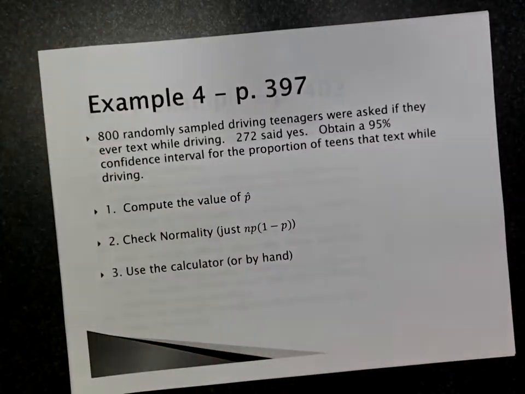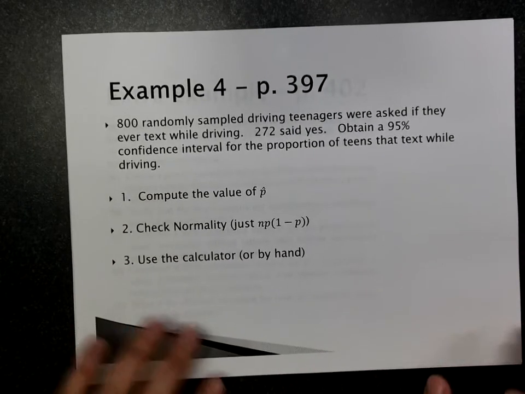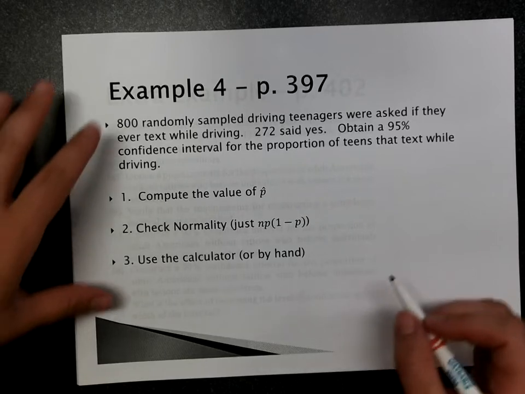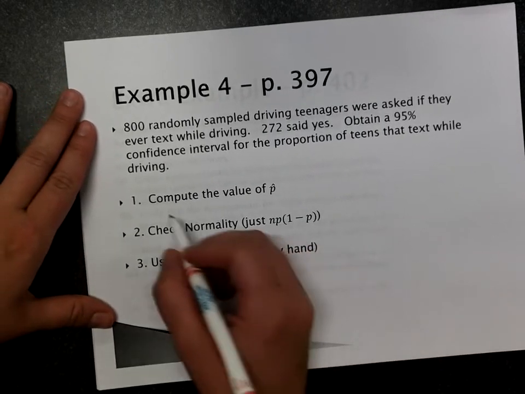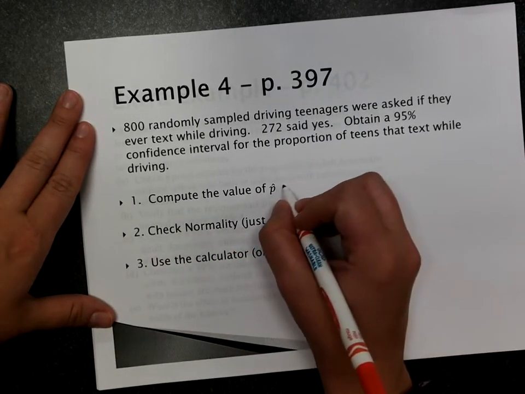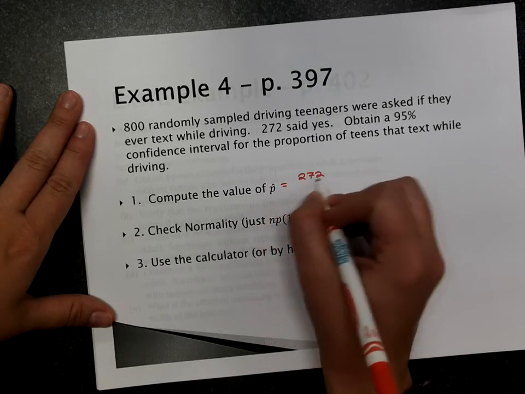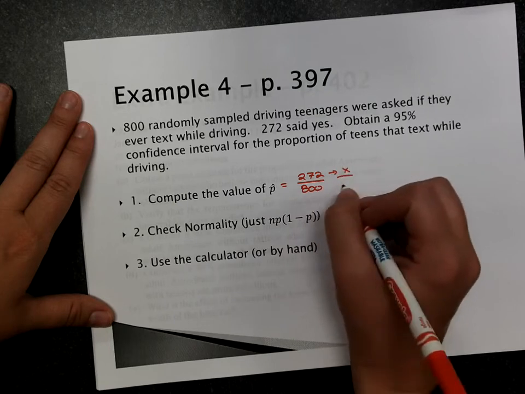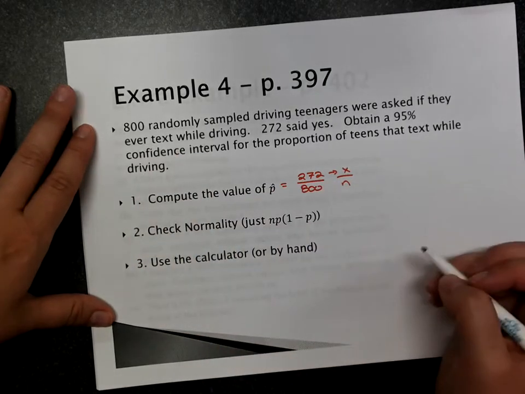Alright, so let's see an example. This is from page 397. It says 800 randomly selected driving teenagers were asked if they ever text while driving. 272 of them said yes. Obtain a 95% confidence interval for the proportion of teens that text while driving. So we want to compute the value of p hat. That would be 272 out of 800. This is what they call x, and this is what they have as the sample size n.